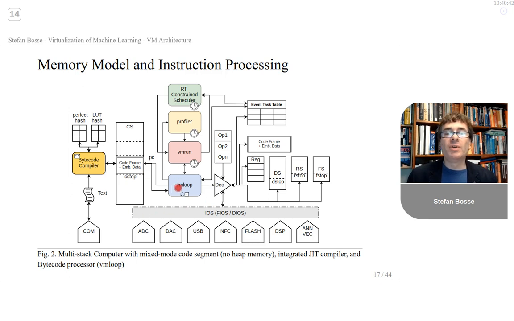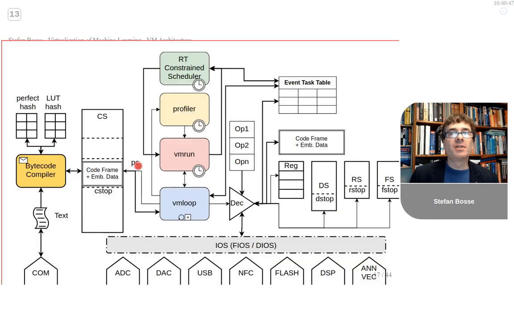And here we have the main VM loop executing bytecode instructions directly coupled to the bytecode compiler. And one important feature of the REXA VM is there is no heap. There is only a code segment embedding data and the stacks. That's all. One very important feature of REXA VM is the input-output system interface, providing access of host platform functions and data to the VM instruction set.